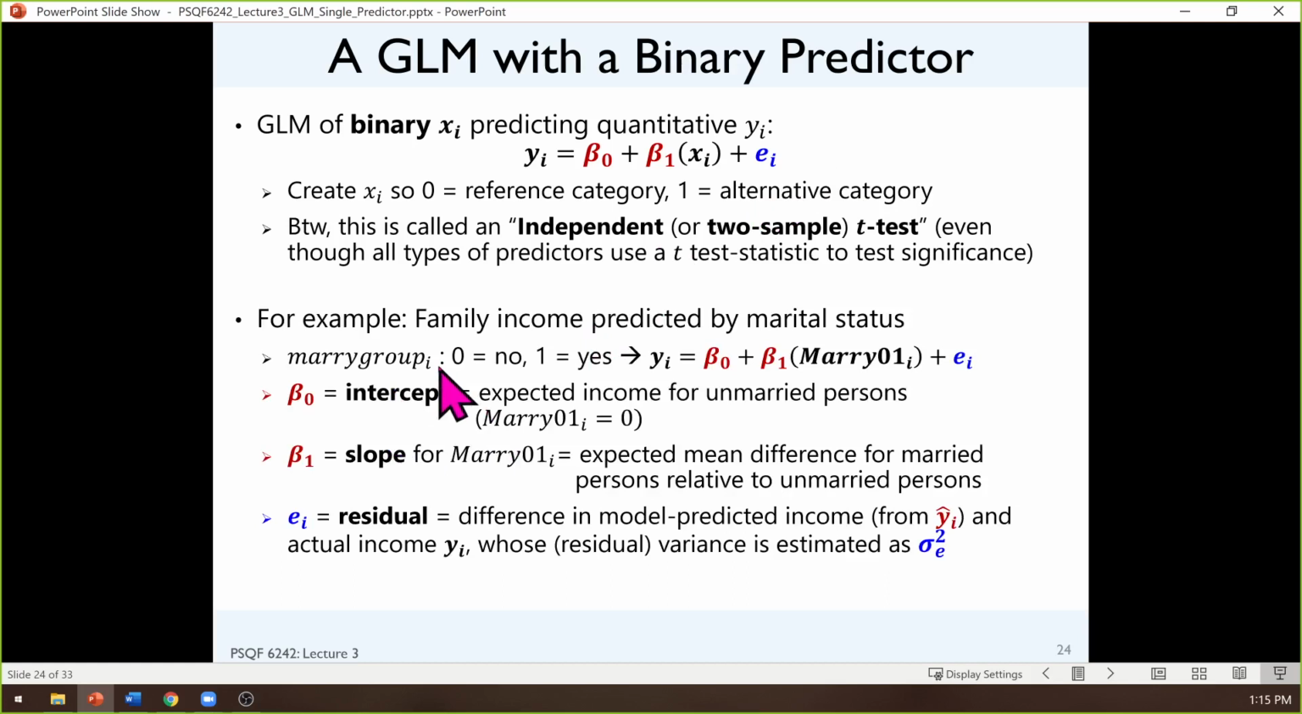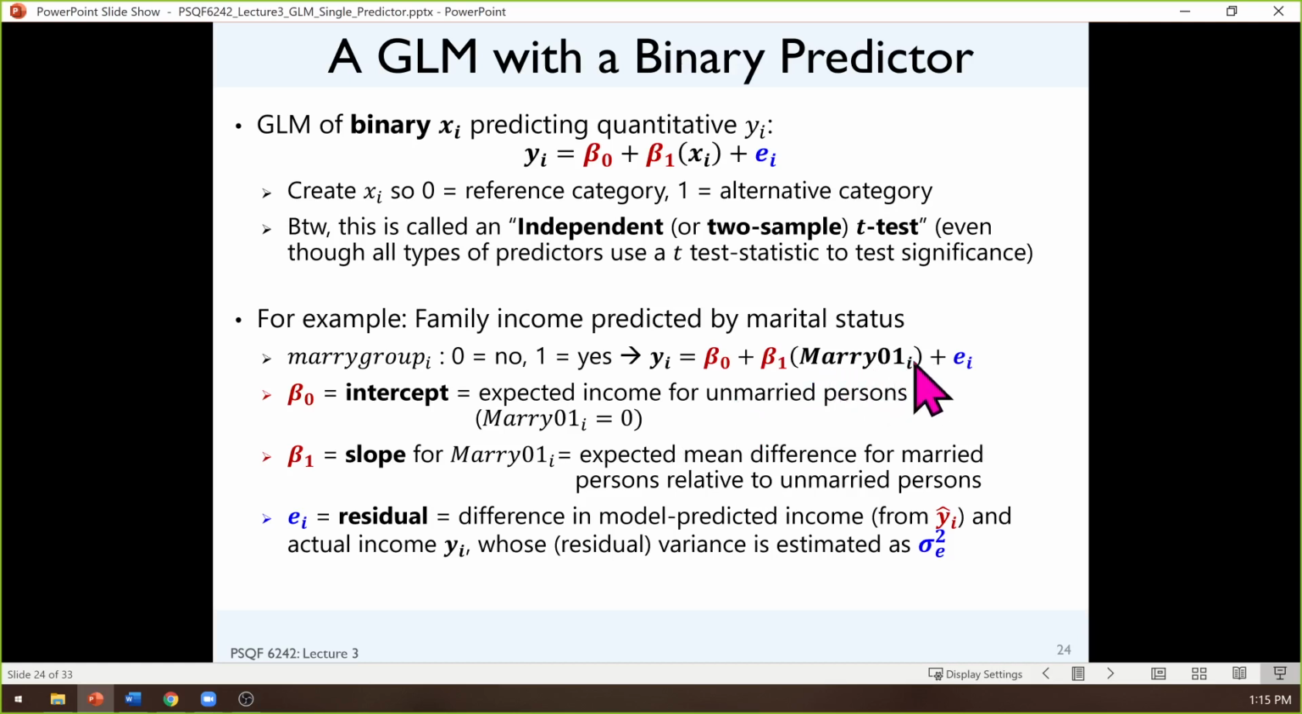So for instance, if I have a variable called married group, whether I have people who are not married versus married, and let's say that it's coded such that 0 are the people who are not married and 1 are the people who are married. So this coding is completely arbitrary. In this instance, you don't have more versus less. They're just two kinds. But we still have to represent one of the groups as 0 so that we have a meaningful intercept, and then the slope talks about what happens to the alternative group that's coded 1.